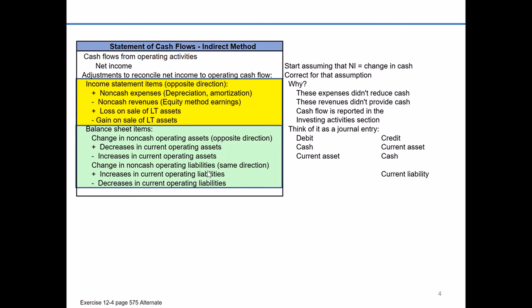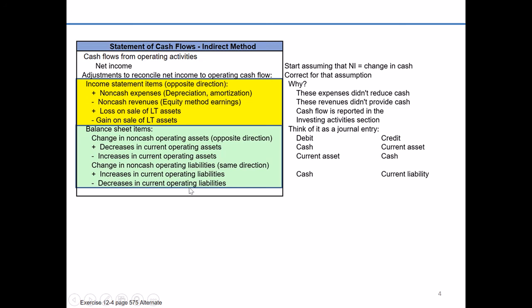So again, let's think about this in terms of a journal entry. If we have an increase in a current liability, for example, let's say unearned revenue. So let's say we're the Wall Street Journal and we're collecting newspaper subscriptions in advance. We're going to credit some type of liability account, for example, unearned revenue. But on the other hand, we're receiving cash in advance, so we're going to debit cash. So the logic is, with an increase in a current liability, we're going to debit cash, so we have an increase in cash.